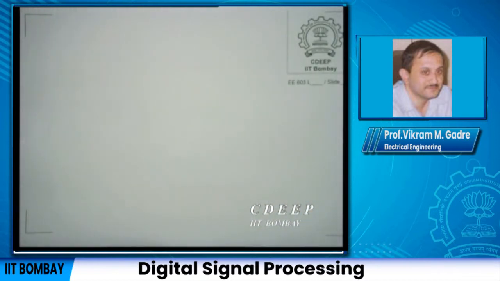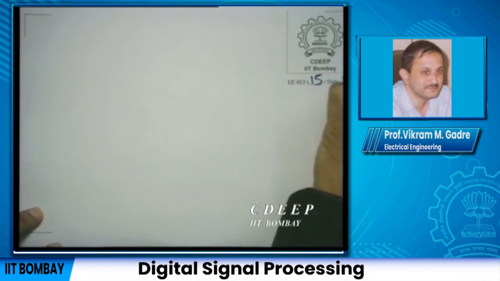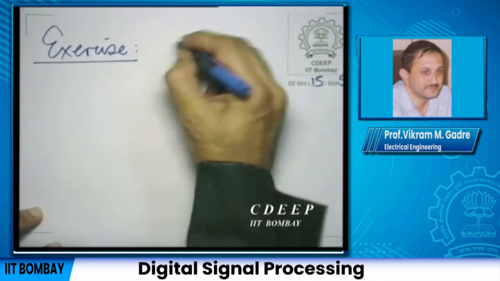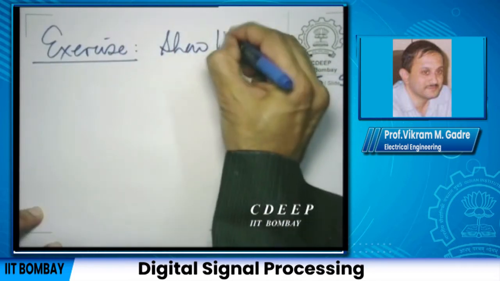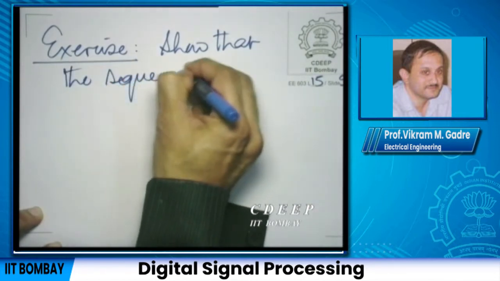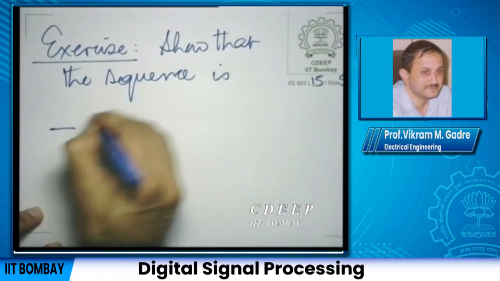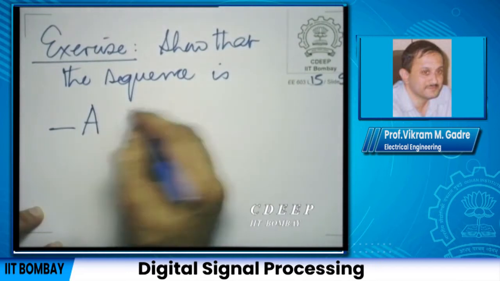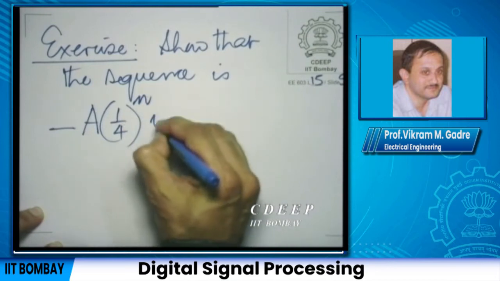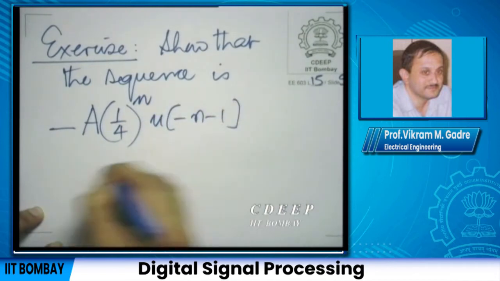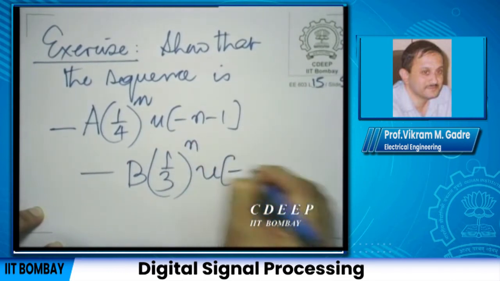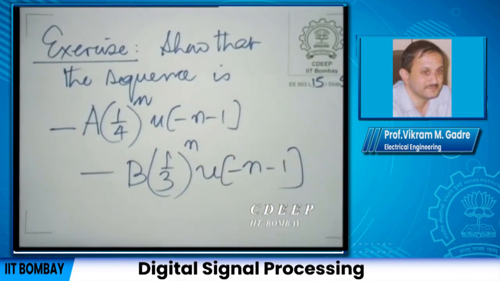So, I have an exercise, show that the sequence is minus A 1/4 raised to the power of n u minus n minus 1 minus B 1/3 raised to the power of n u minus n minus 1.